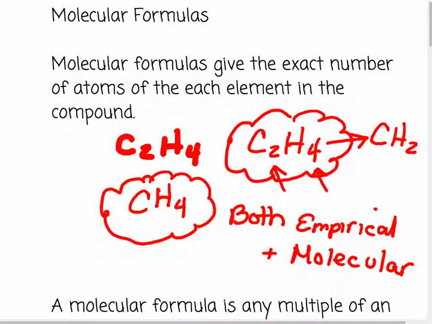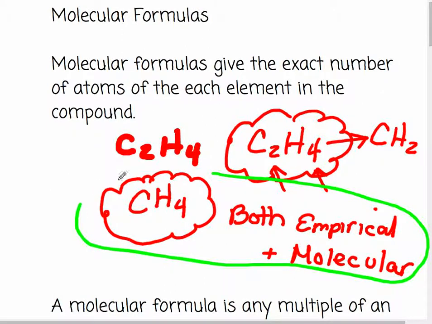Let me just make this absolutely clear. This right here is both empirical and molecular. This one up here is only molecular. So you can have a molecular formula that is also empirical, but you cannot always have it the opposite way. Empirical formulas are empirical if they cannot be reduced any further.